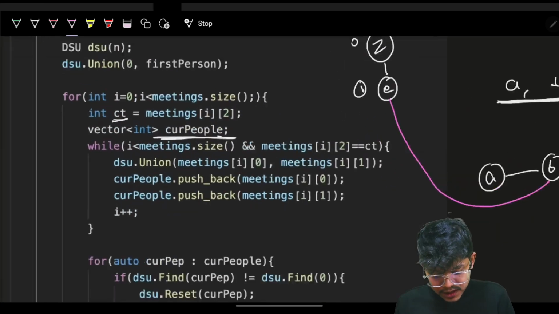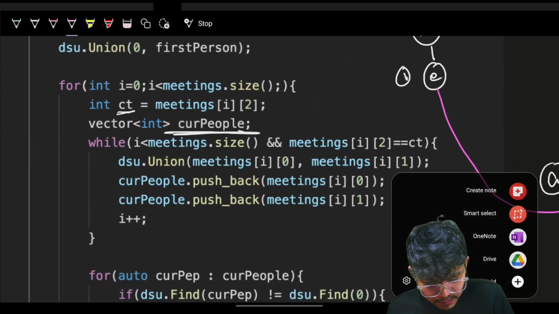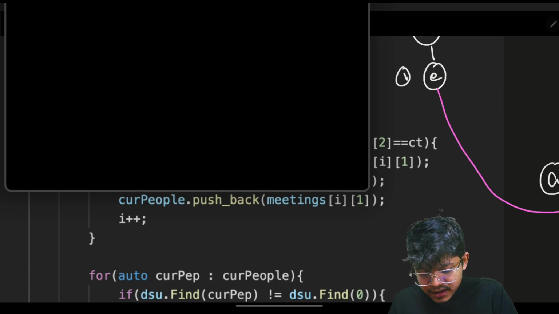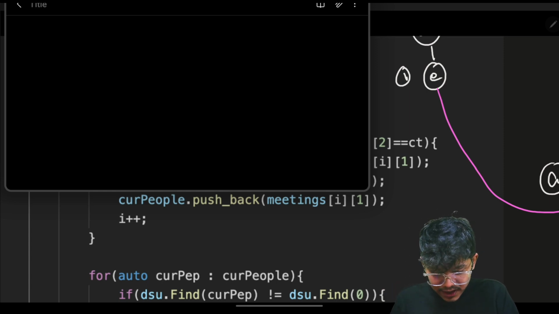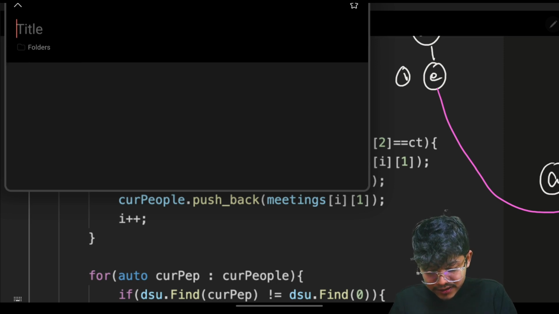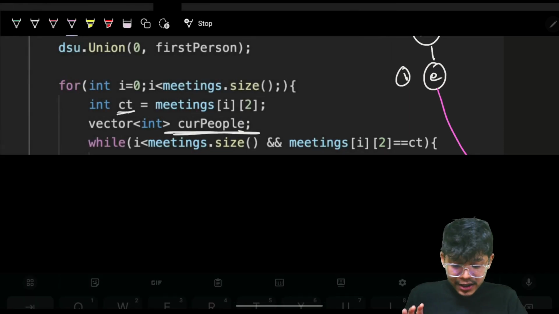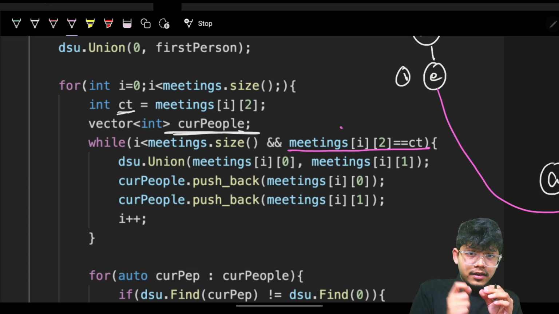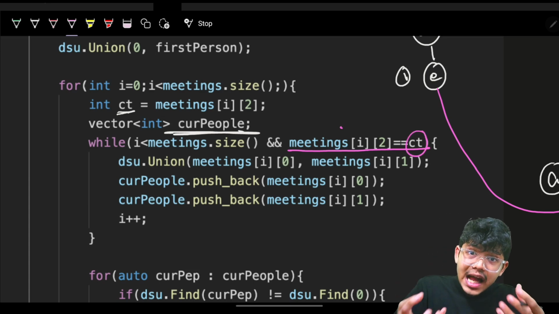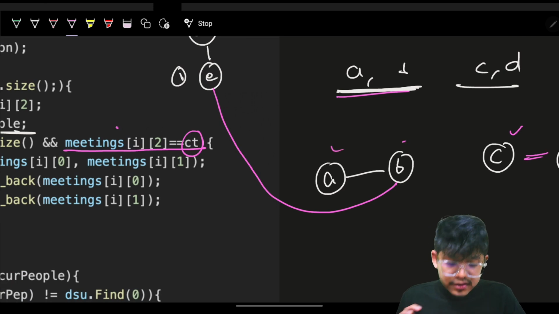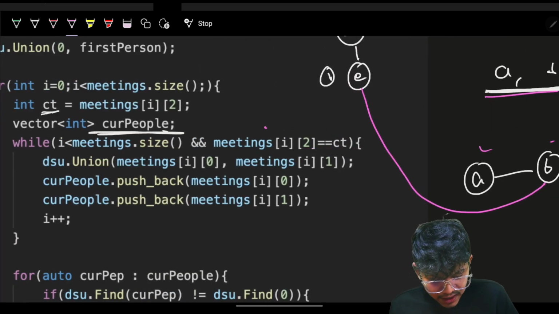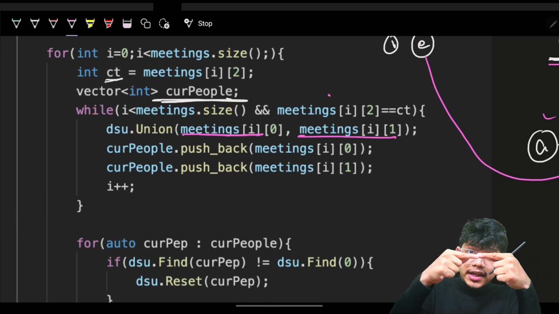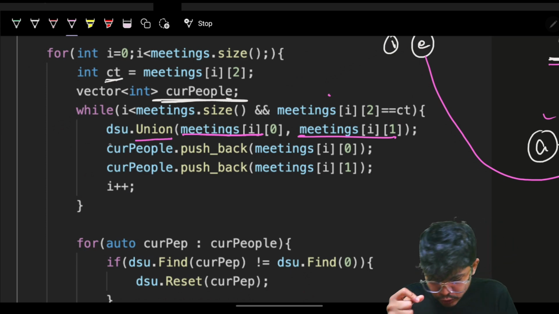And that's the same thing I'll do. While my i is less than meetings.size, which means while I have some bandwidth left, I'll check while all the meetings have the same current time, grab all the meetings and keep on building their connections. So at the current meeting, which is meeting of i, I'll grab those two people xi, yi, and connect them by doing a union. And I will also keep pushing them into my current people vector.